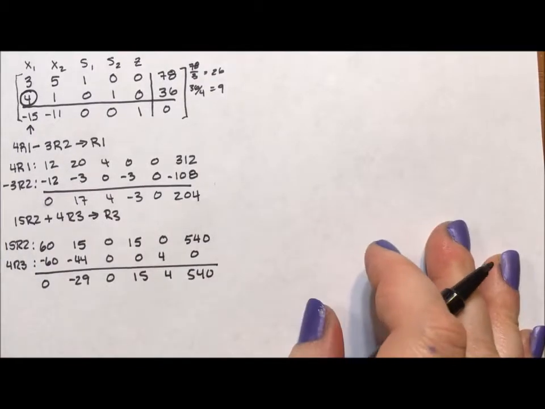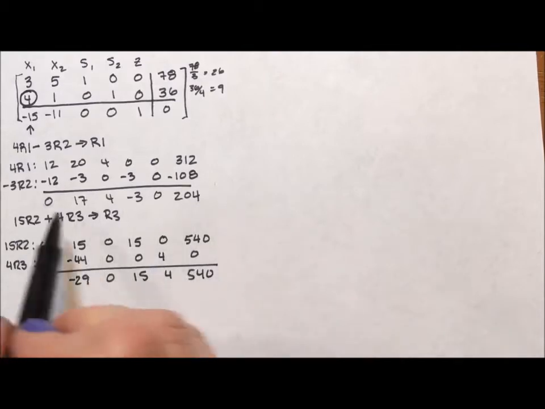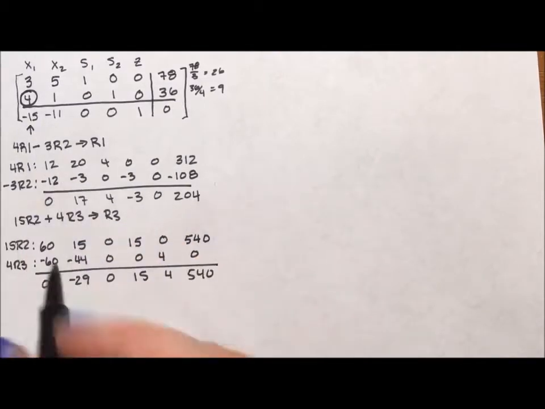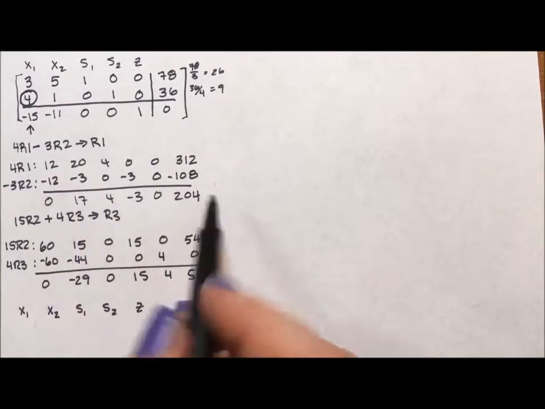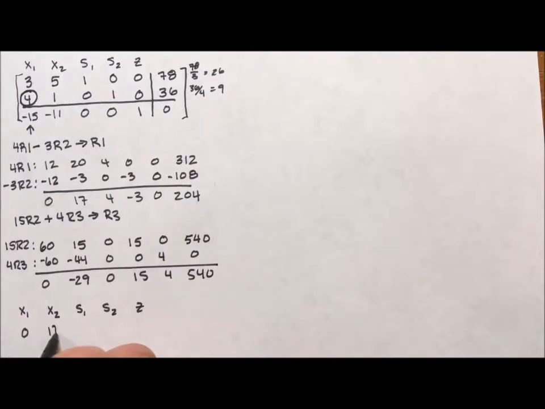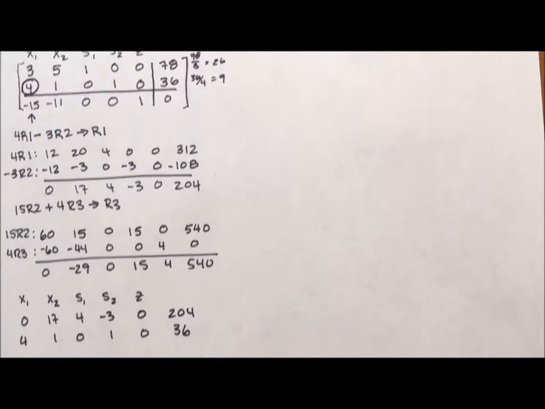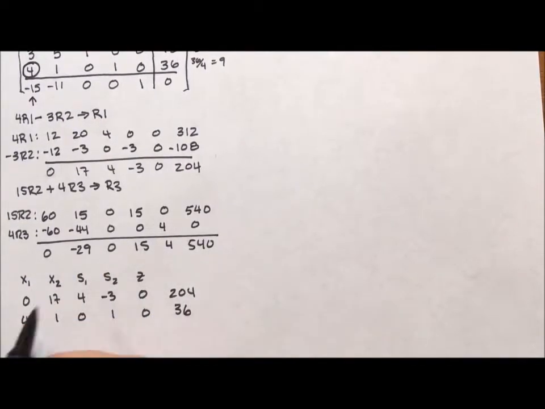Okay, so now I'm going to put together my next matrix. I'm going to have the same columns: x sub 1, x sub 2, slack 1, slack 2, and z. My first row becomes this row, this 0, 17, 4, negative 3, 0, 204. My second row stays the same, 4, 1, 0, 1, 0, 36, and my last row is going to become this new last row.